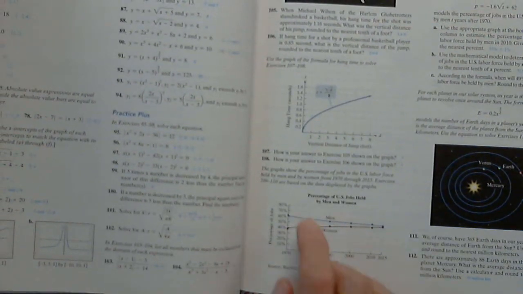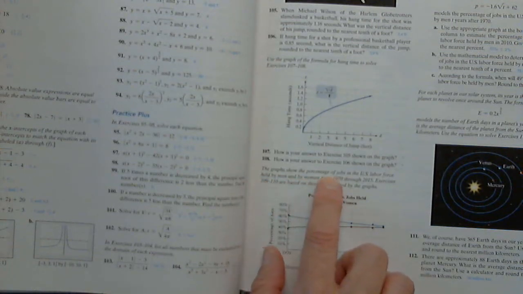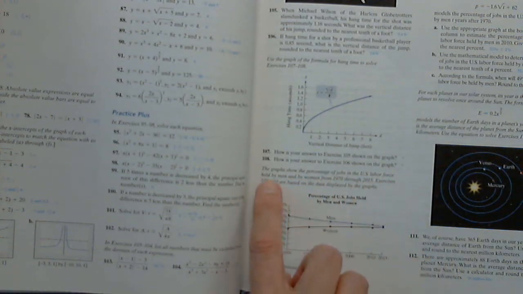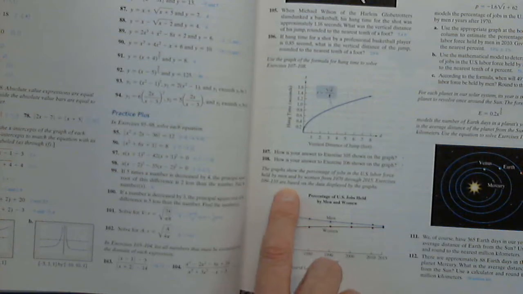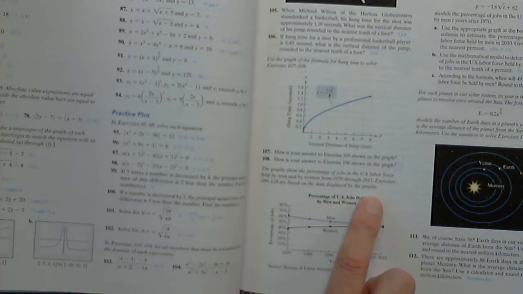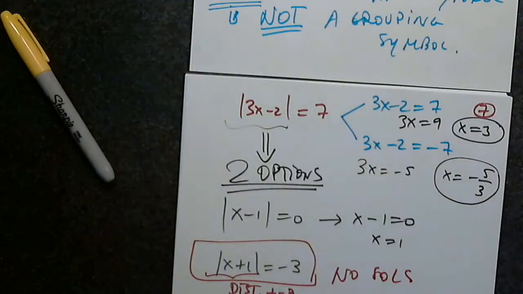Here it is. It says the graphs show the percentage of jobs in the U.S. labor force held by men and women from 1970 to 2015. Exercises 109 and 110 are based on the data displayed by the graphs. It doesn't matter which one we look at. One problem is for jobs that men held, and the other is for women. So let's do 110, because I'm assuming you're going to do 109 and it has the answer in the back.